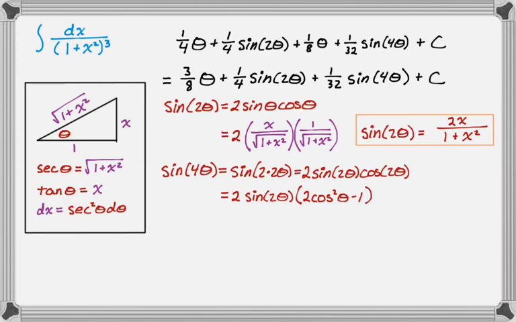So you got to remember all these formulas. So now let's substitute some stuff. So it's 2 sine of 2 theta we just found, it's in the box, 2x over 1 plus x squared.